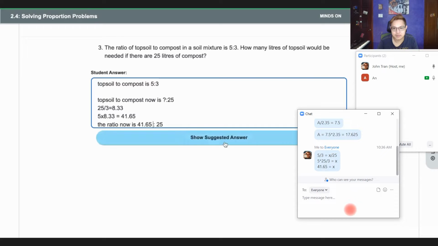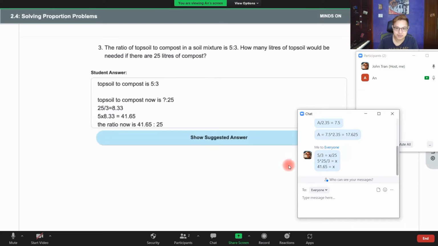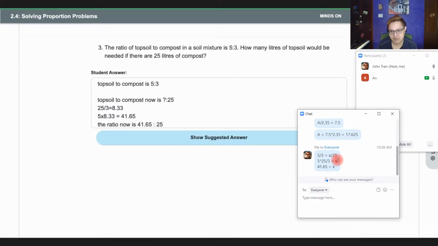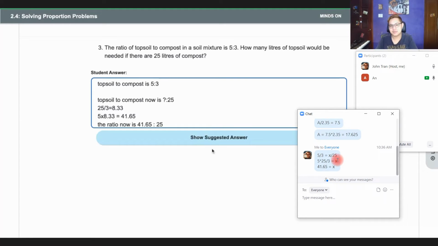This is my way to do it. I said, okay, 5:3 ratio, and then topsoil over 25 is x over 25. So basically that's what I do. You can check the chat. Either way works, but the problem is people often confuse the different ways, you know? Is it this way, or is it that way? You know what I'm talking about? So a lot of the time, you need to recheck if it makes sense or not.